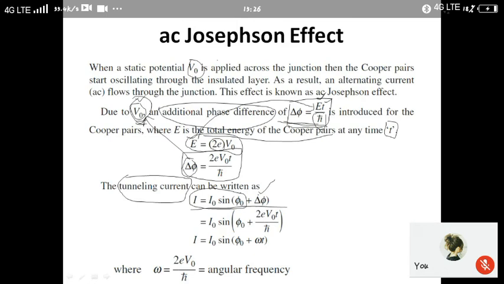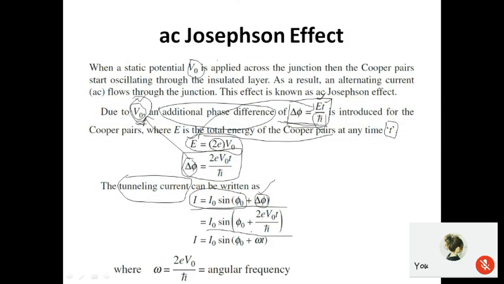Now substituting the expression for delta phi, we get I equals I naught sin of phi naught plus 2eV naught t by h cut. Now this 2eV naught by h cut can be replaced by omega, which is the angular frequency.